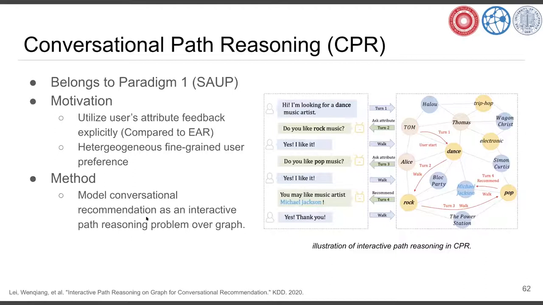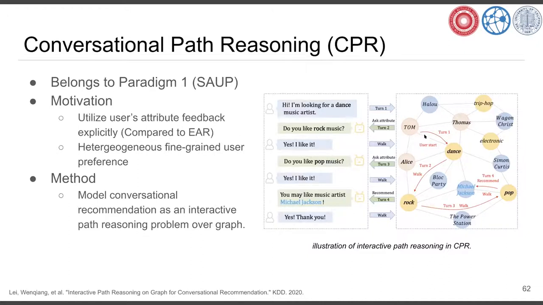So an extension work based on EAR, the Conversational Path Reasoning work, was accepted by KDD this year, where it utilized the context from the user feedback, represented in an explicit format in a graph structure. And all these works in the dialogue state management part belong to paradigm 1. But previously, such information normally has been captured by hidden latent representations. And you can see the figure right here.